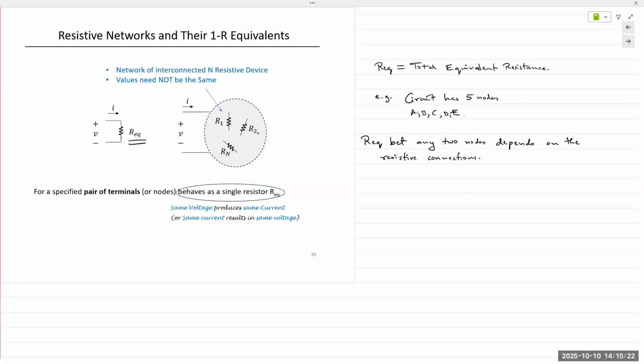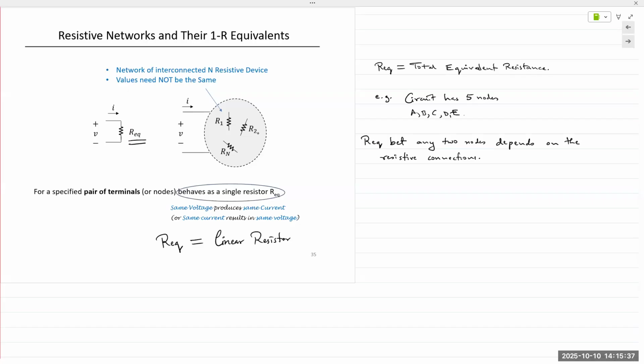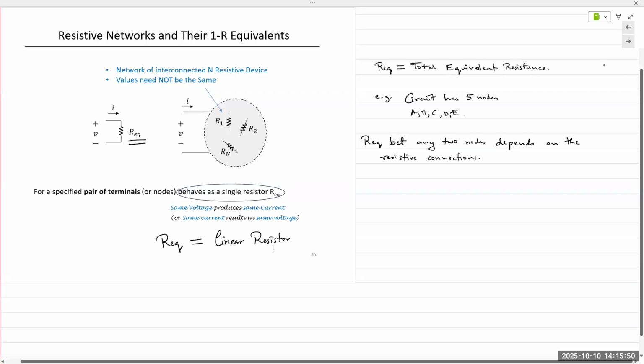The one advantage is that the single REQ retains the same properties of a linear resistor. So it is a linear resistor where voltage V and current I are proportional to each other. If either one of the quantities increases, the other quantity increases or decreases. So it's a linear device.